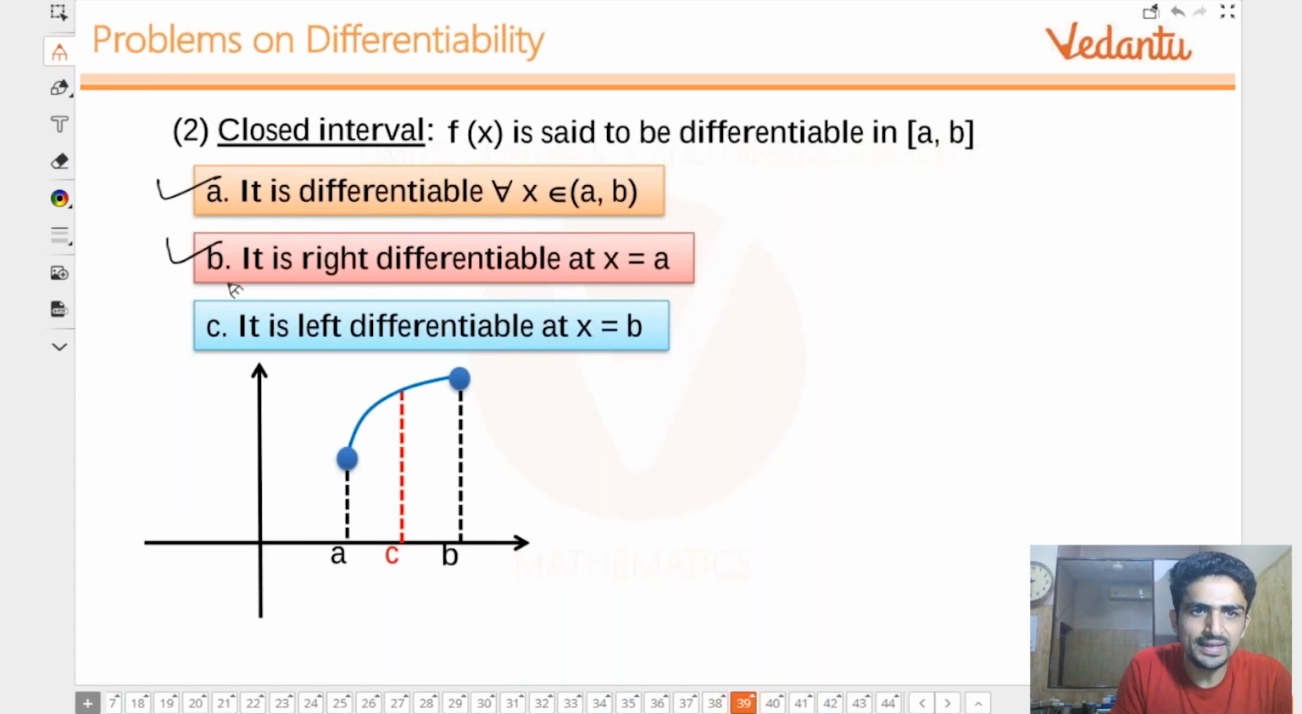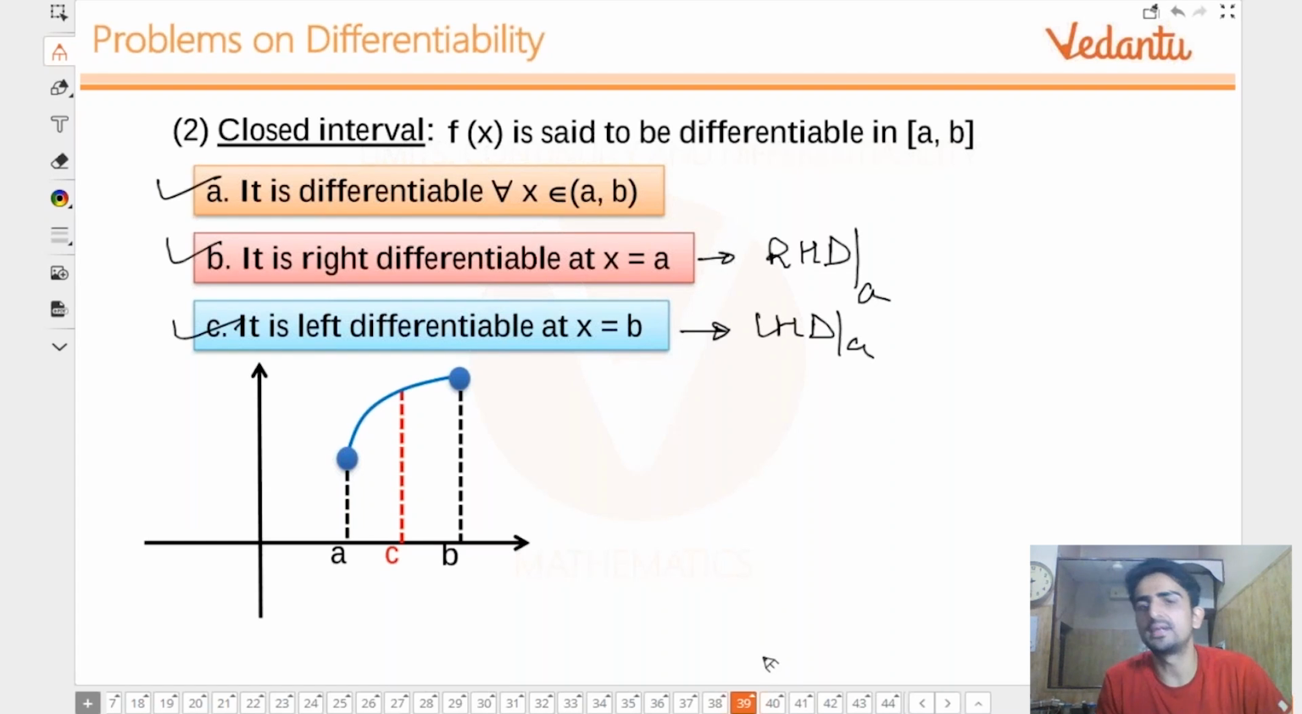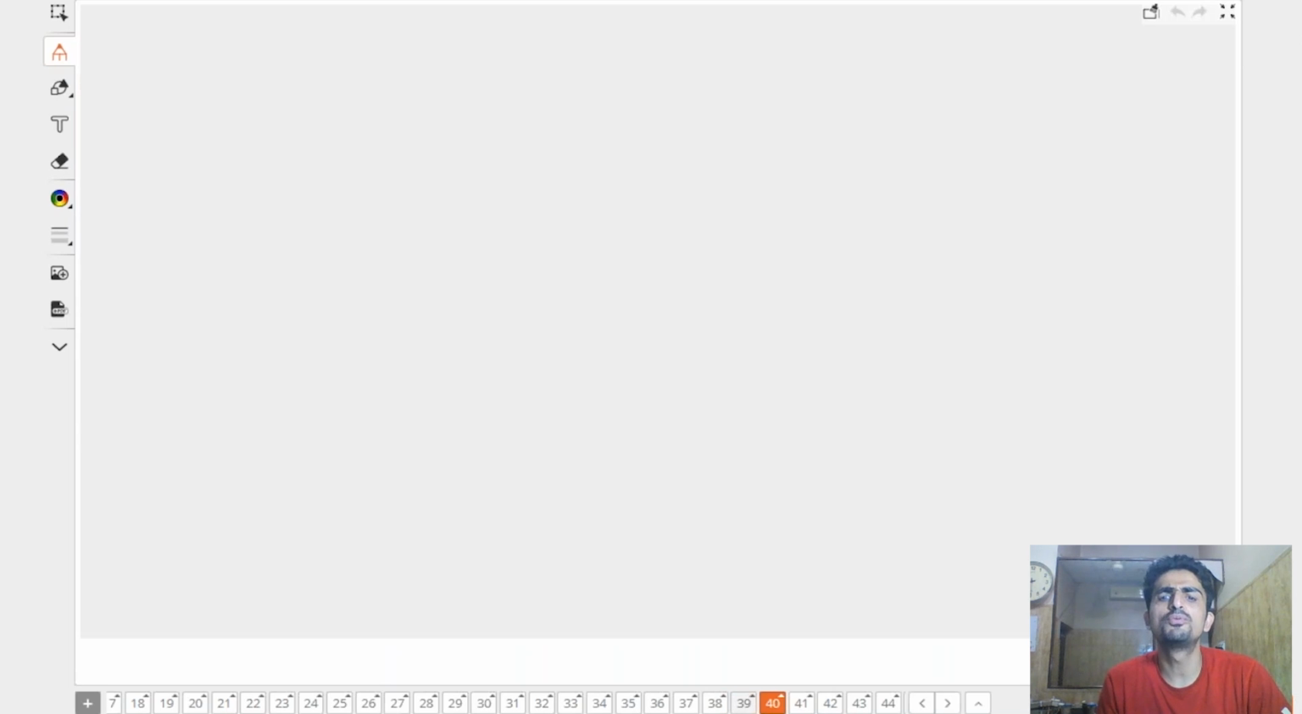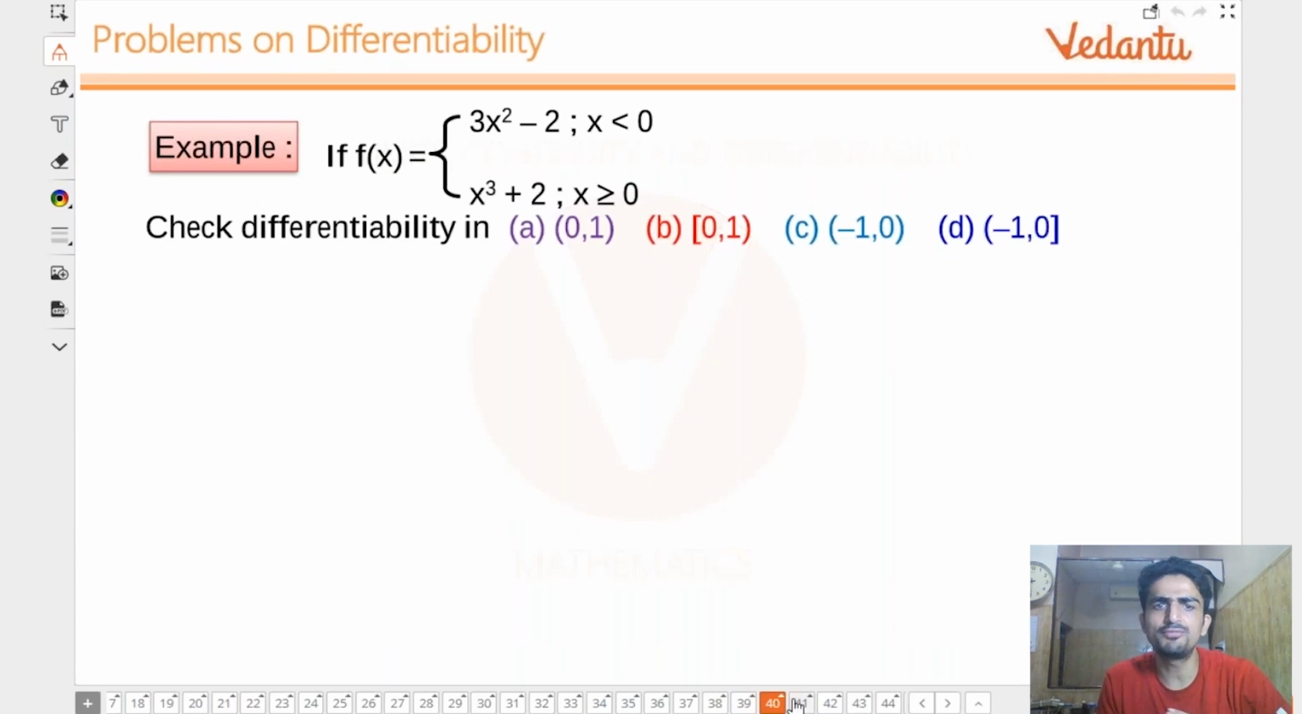it is right differentiable at A, which means the right hand derivative at A is finite, and it is left differentiable at B, that is, the left hand derivative at B is finite. That's all. So there are a few basic questions which you can do even yourself. We have to check differentiability in open 0 to 1, closed 0 to open 1, open -1 to 0, closed, and all.